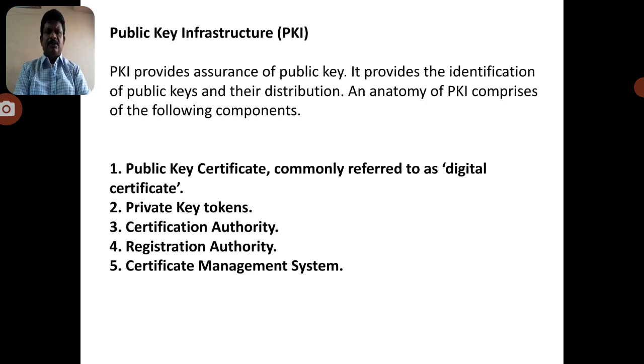In the last video, we discussed how public key distribution is done, because the distribution can be done in four different ways: public key announcement, public key available directory, public key authority, and public key certificate. So these are the four different ways to distribute the public keys.